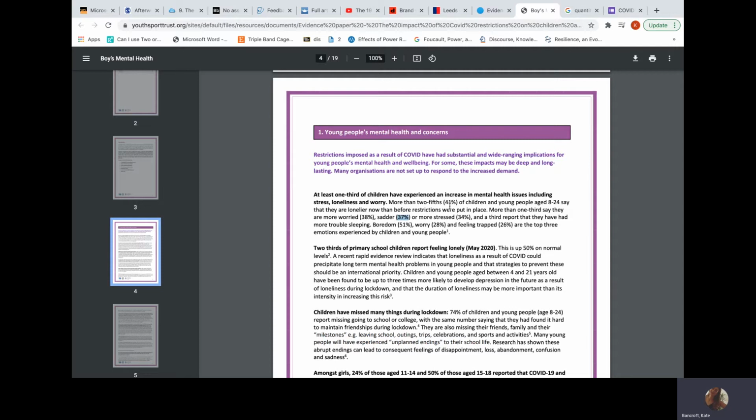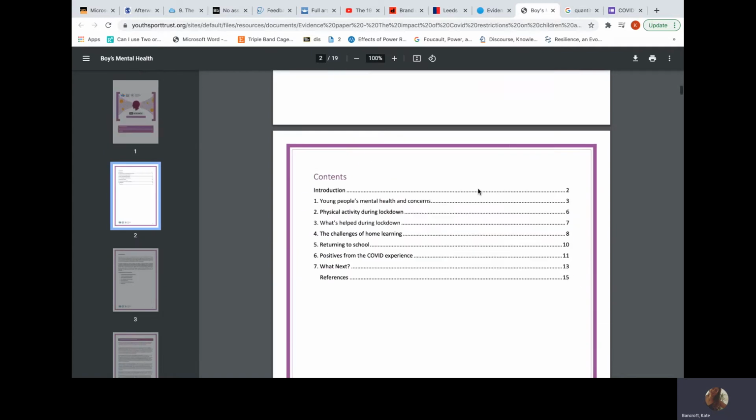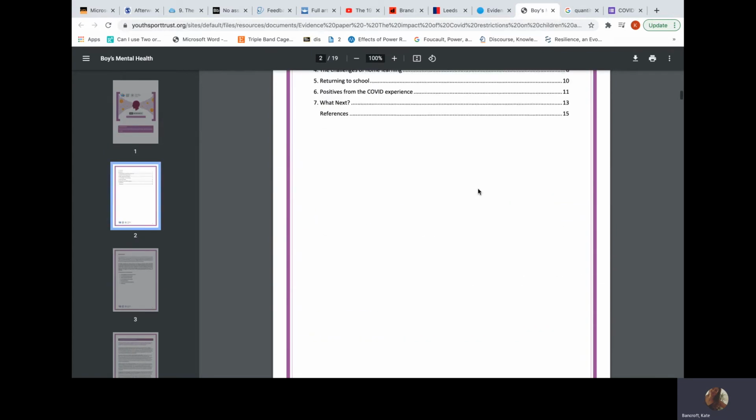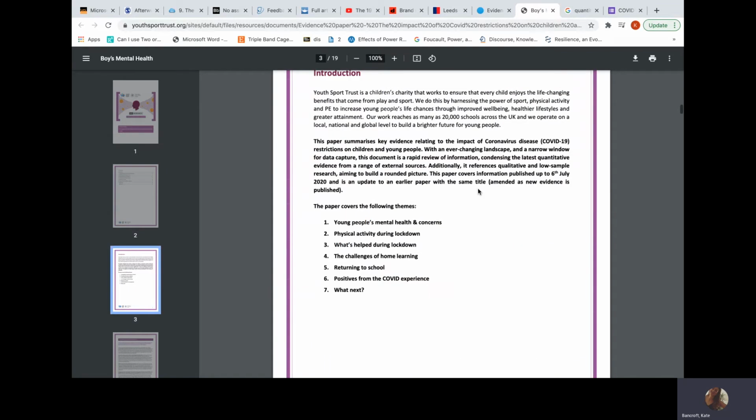So without harping on too much, in response to this massive study, not massive, sorry, this is very lengthy in publication, but the problem is it doesn't say who it was from, there's no context whatsoever. Okay, they say our work reaches as many as 20,000 schools. And I love the Youth Watch Trust, I've done lots of work for them, so I'm not slagging them off, but the problem is it's just not contextualized within this particular study.